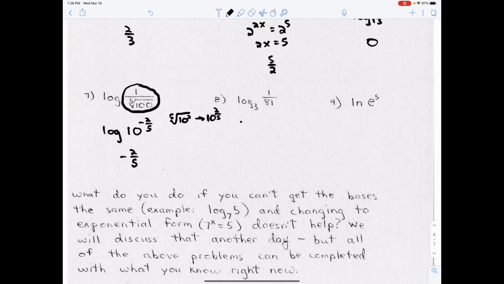Okay, how can I rewrite 1 over 81 as 3 to a power? It'd be 3 to the negative 4th power. So the answer is negative 4. There's nothing to do here. The bases are the same. The answer is just 5.